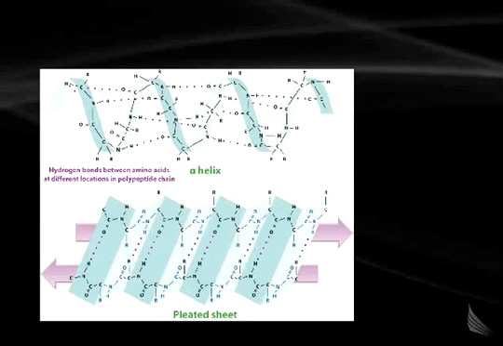Now you can see in the schematic below, at the bottom of the slide, we have what we call a beta pleated sheet. And again, these are interactions between carboxyl groups and amino groups which cause two strands of a protein or two lengths of peptide to interact with each other in a parallel or an anti-parallel fashion as shown below.